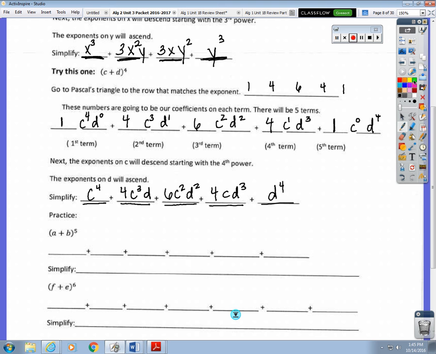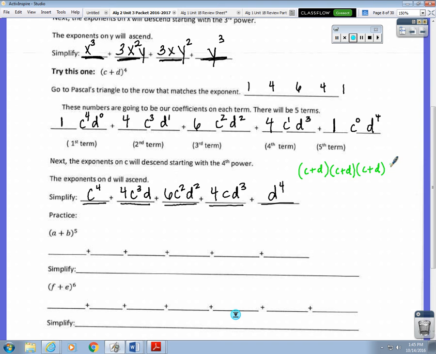Now, the only other way to get that answer would have been to take c plus d and multiply it by c plus d and multiply it by c plus d and multiply it by c plus d again.